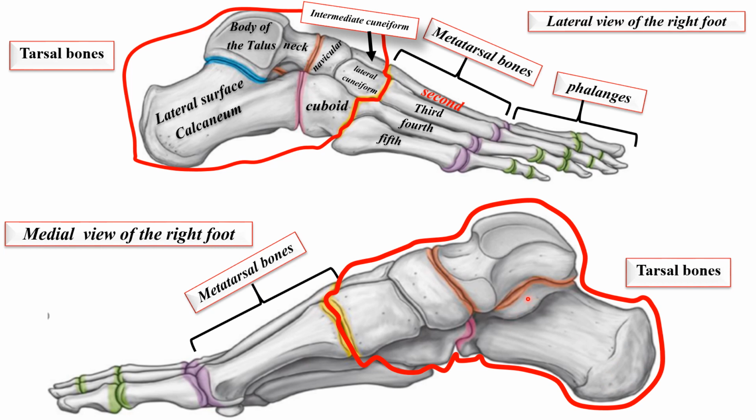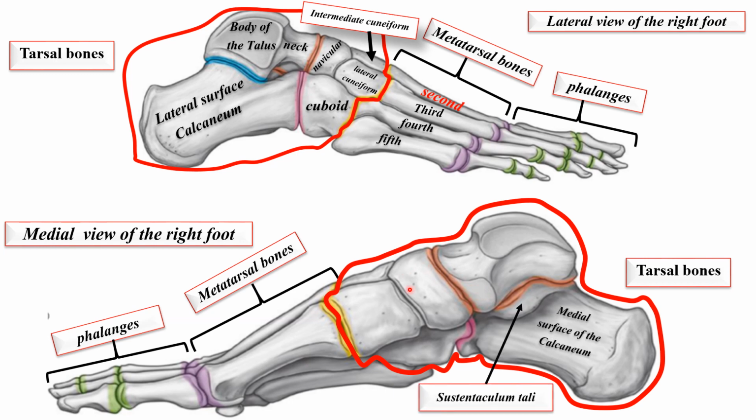Here, this is the sustentaculum tali. It supports the head of the talus. This is the talus here. This is the body of the talus, and this is the neck of the talus. Anteriorly here, this is the head of the talus. It articulates with the navicular, the boat-shaped bone, the navicular bone.